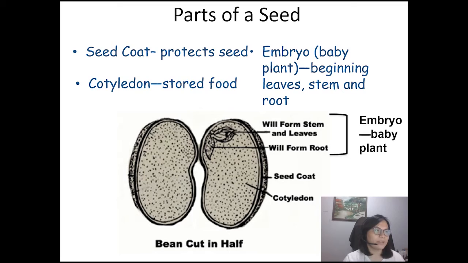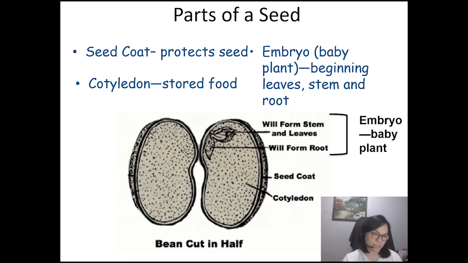We have the seed coat, which is found over here. The main function is to actually protect the seed. We have the cotyledon, which is in charge of the storage of the food, which is found here in the middle of the seed. And also, we have what we call the embryo, which is called the baby plant.